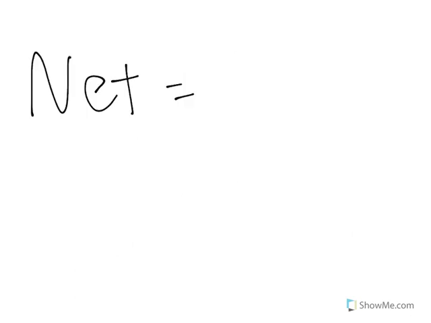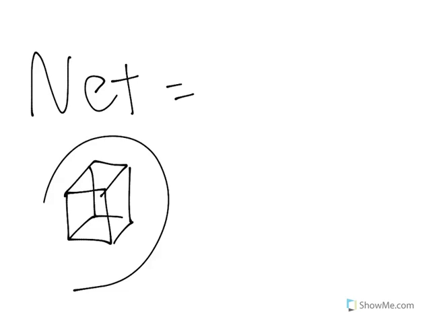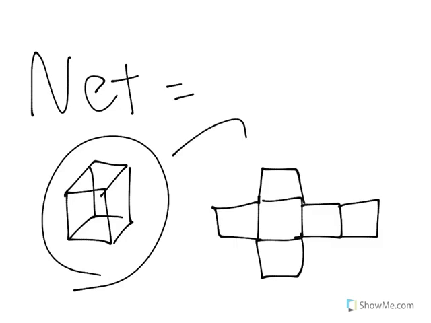A net is a way to basically flatten a three-dimensional figure and turn it into two-dimensional shapes so that we can look at each individual one. So basically what I'm going to do is take a three-dimensional shape like this rectangular prism, and I'm going to flatten it out, and what I will end up having is what looks like this.